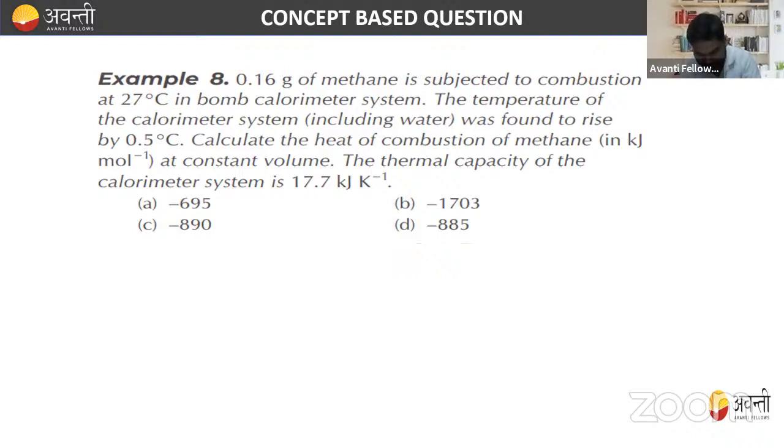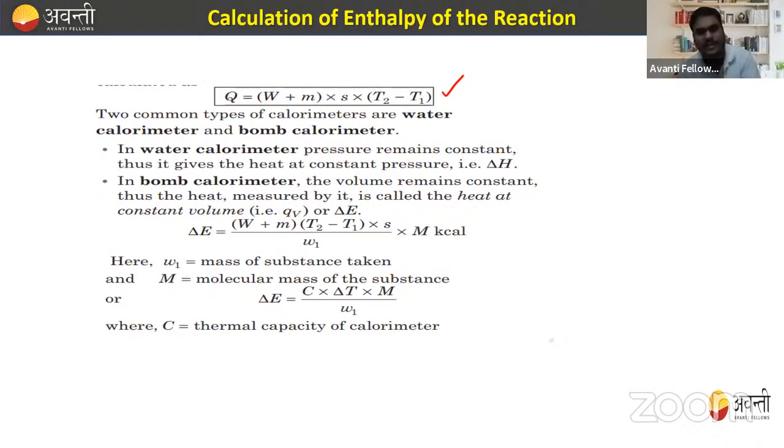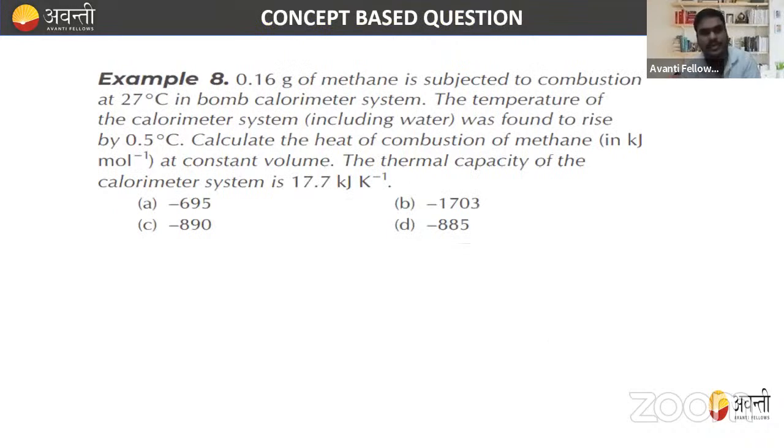So how will you calculate? Can anyone tell me how you will calculate the enthalpy of this reaction from the given values? No one? Okay, so let me discuss how you will calculate it by using a simple formula, just the one we wrote here, right? Using this formula only, we can easily calculate the value. The thermal capacity is already given, and the temperature rise of the calorimeter is also given. So we have to calculate the heat of combustion of methane. Let's see how you will calculate it.